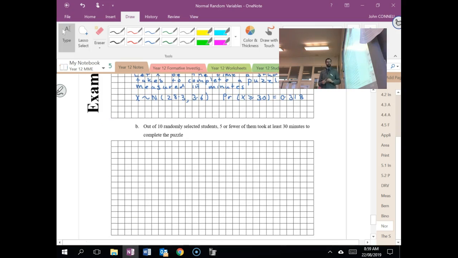Now, out of 10 randomly selected students, 5 or fewer took at least 30. We want to know the probability that out of 10 randomly selected students, 5 or fewer took at least 30 minutes to complete the puzzle. This looks very different, and that's because it's an entirely different problem. Notice now we are actually counting numbers of students. We're no longer measuring, we're counting. So we're actually suddenly going to switch into a binomial distribution.